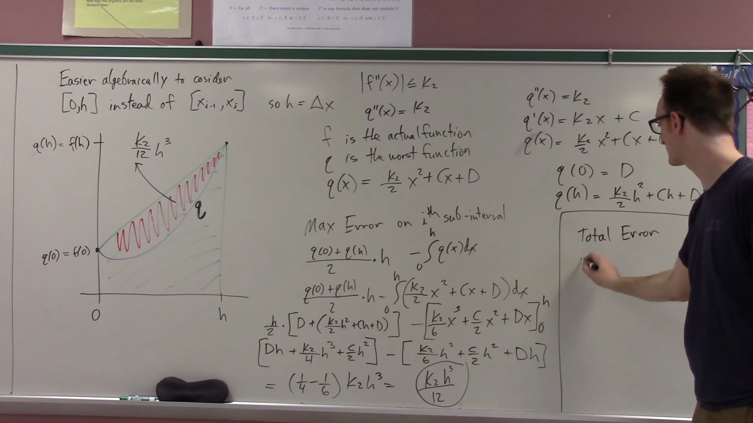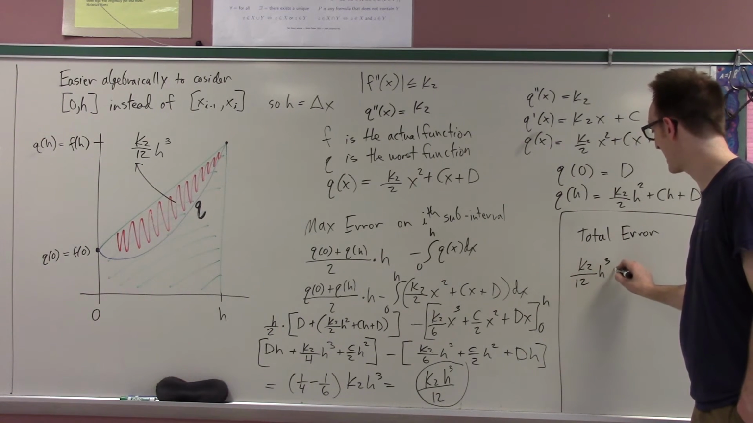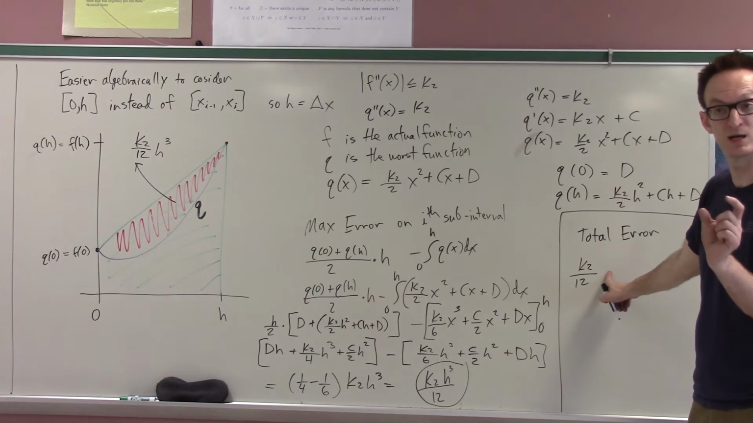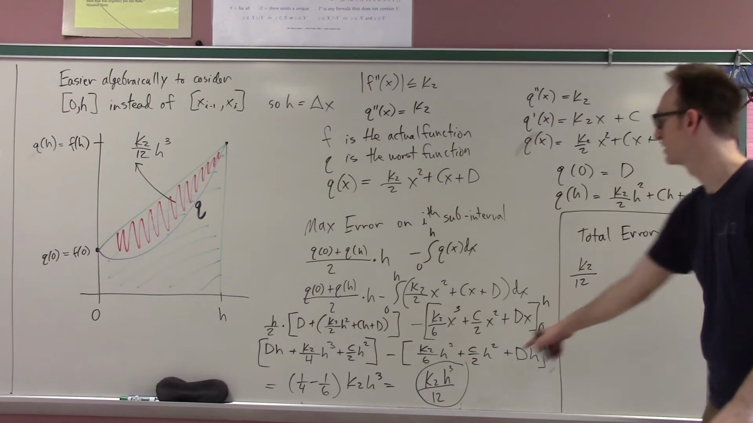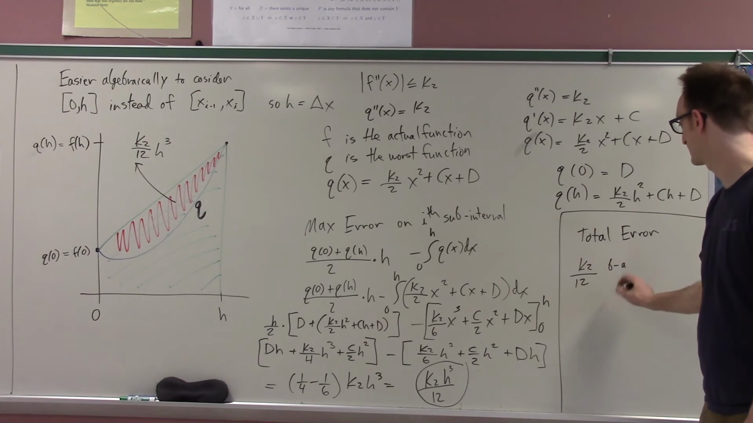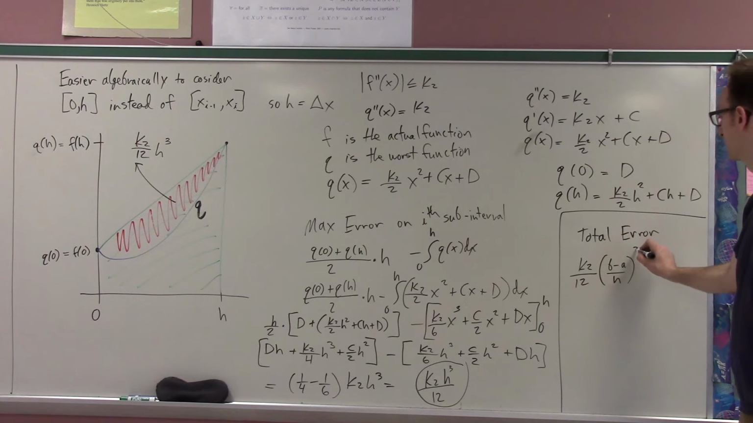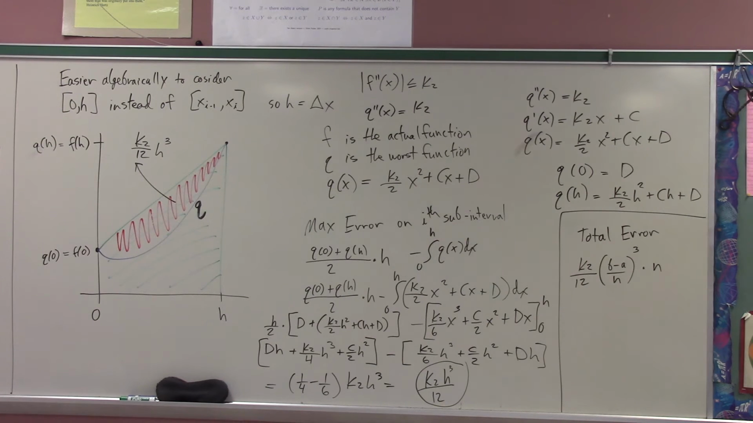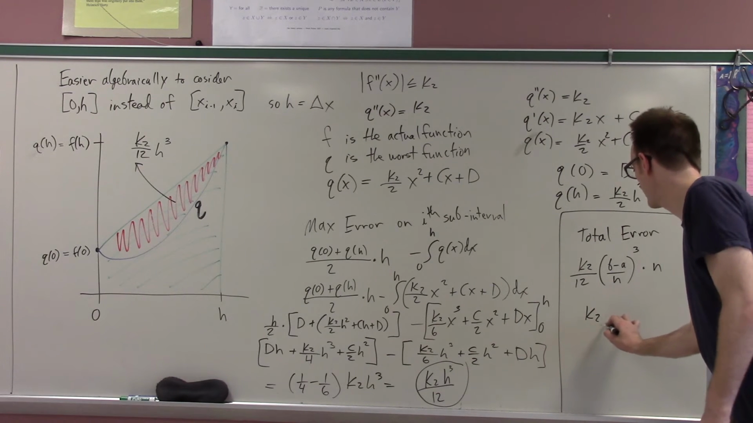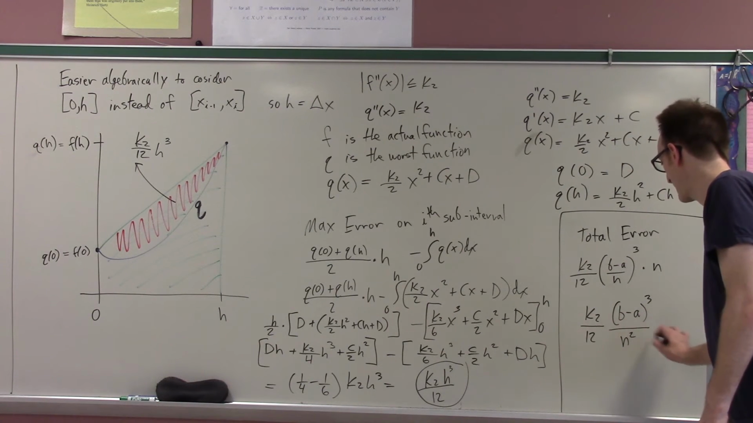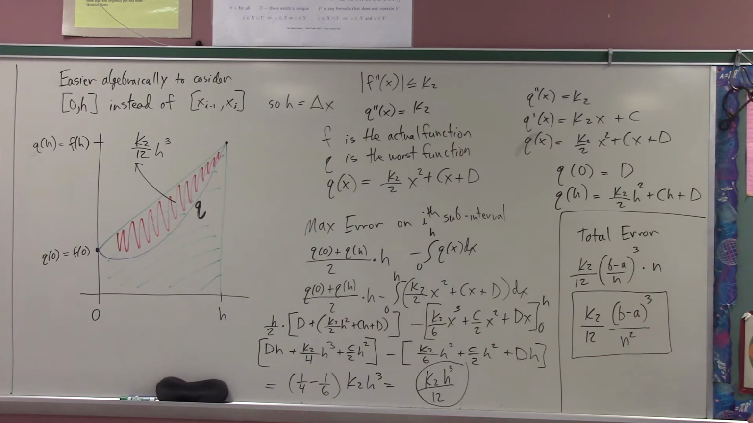So the total error is going to be this k2 over 12 h cubed times the number of subintervals, which is n. Oh, and by the way, h cubed was just our temporary representation for delta x to make our algebra easier. So really h is b minus a over n. So we have b minus a over n cubed times n. So the actual grand conclusion of the trapezoid rule error analysis is k2 over 12 times b minus a cubed over n squared is the amount of error I should expect.